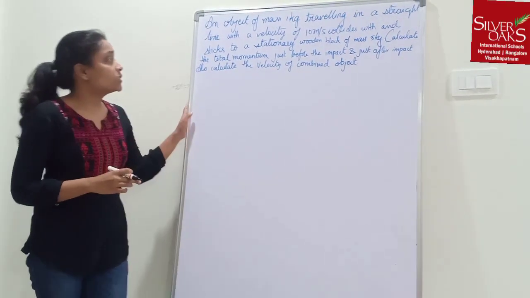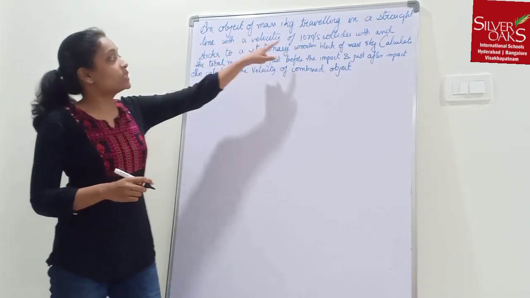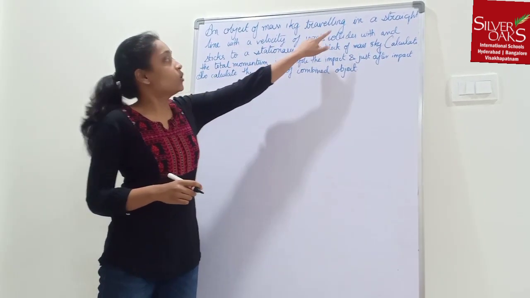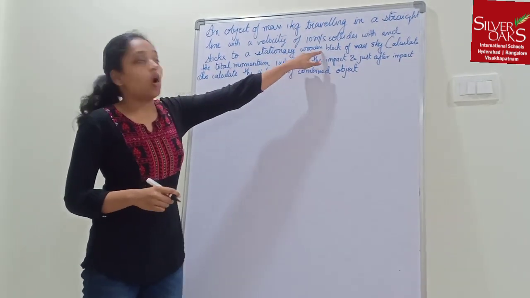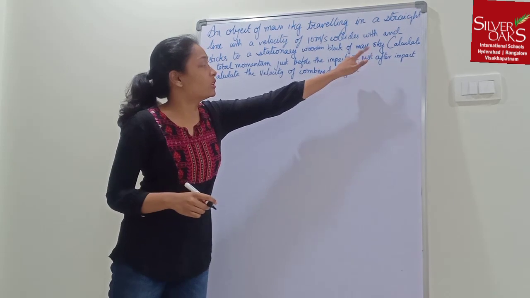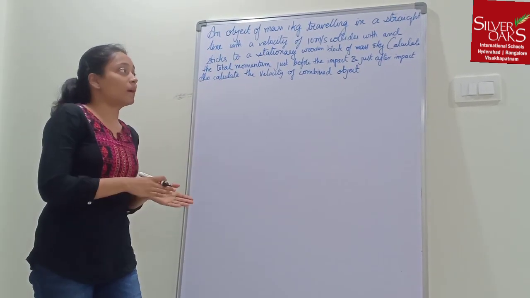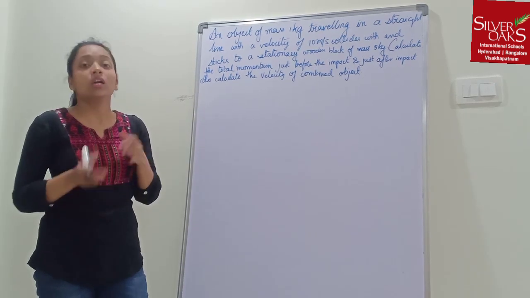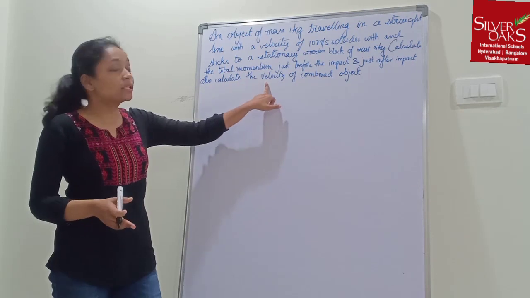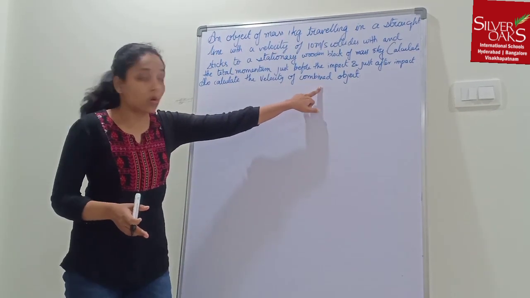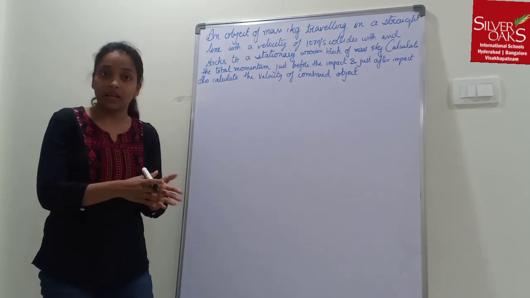Next, an object of mass 1 kg travelling in a straight line with a velocity of 10 meters per second collides with and sticks to a stationary wooden block of mass 5 kg. We have to calculate the total momentum just before the impact and just after the impact, that is, total momentum before and after collision, and we have to also calculate the velocity of the combined object, because after collision the two objects move in a straight line.